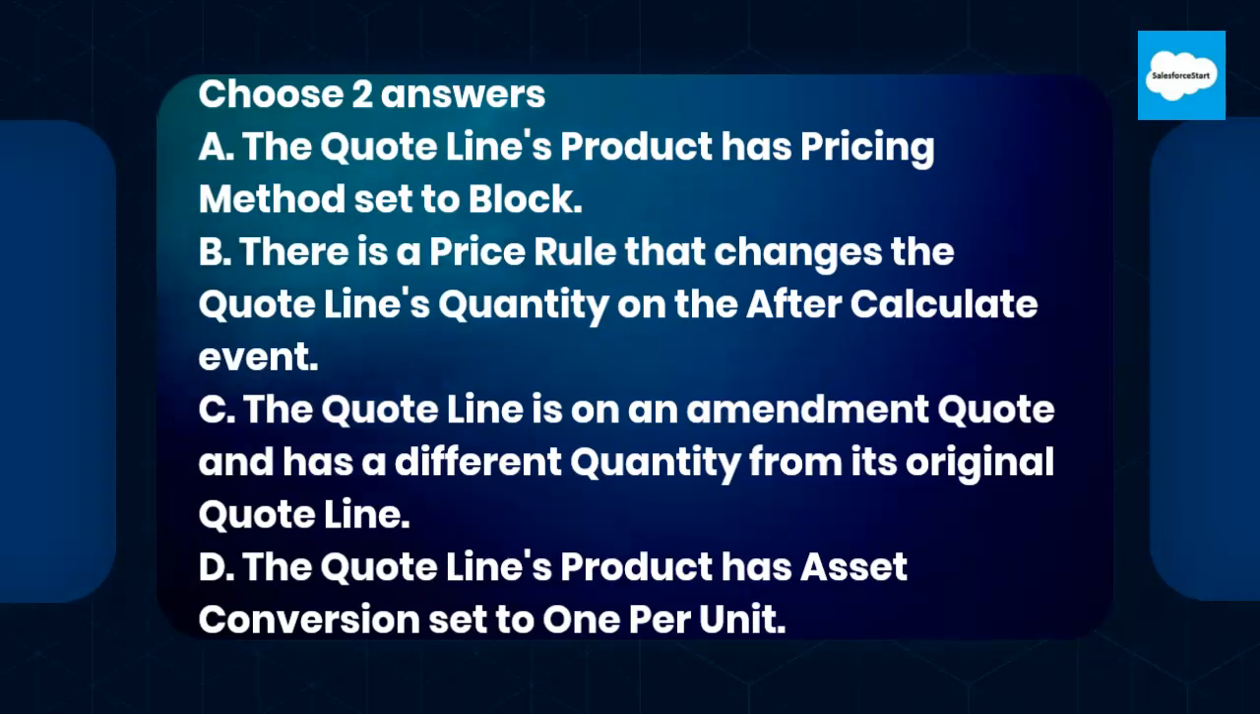B. There is a price rule that changes the quote line's quantity on the after calculate event. C. The quote line is on an amendment quote and has a different quantity from its original quote line. D. The quote line's product has asset conversion set to 1 per unit.